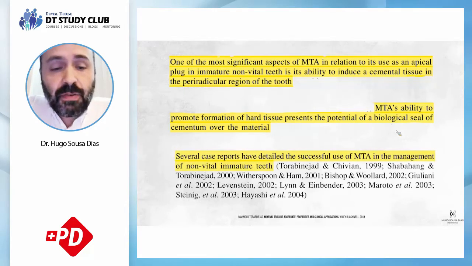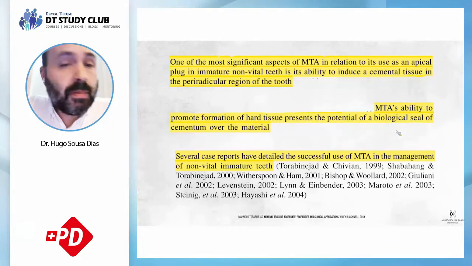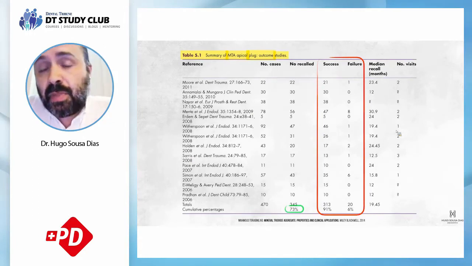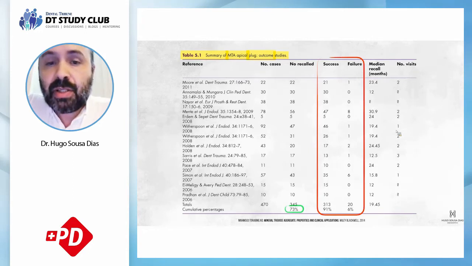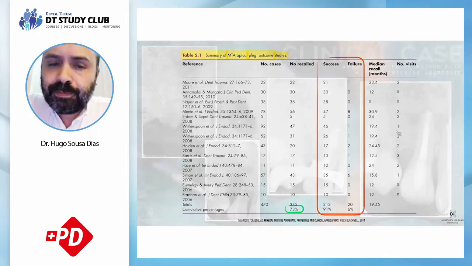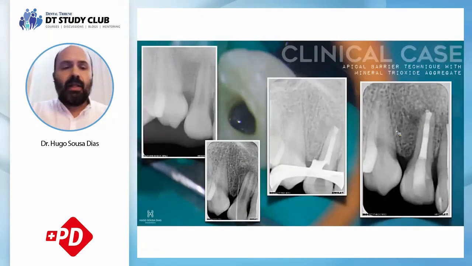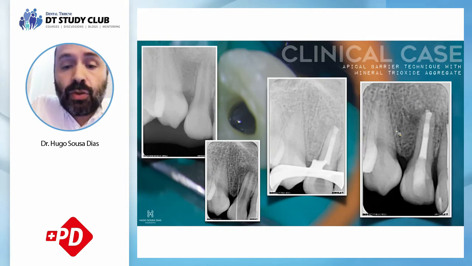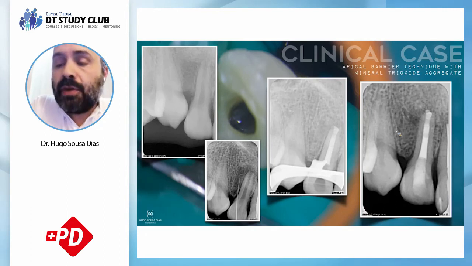You can find a lot of studies reporting successful use of MTA in the management of non-vital immature teeth. I have here some examples of outcome studies of the use of MTA as an apical plug with a very high success rate, in studies with very high recall rates. Let's see this clinical case. It's a young patient with an upper lateral incisor with a fistula and pain. I do the root canal treatment and I do an apical barrier with MTA.